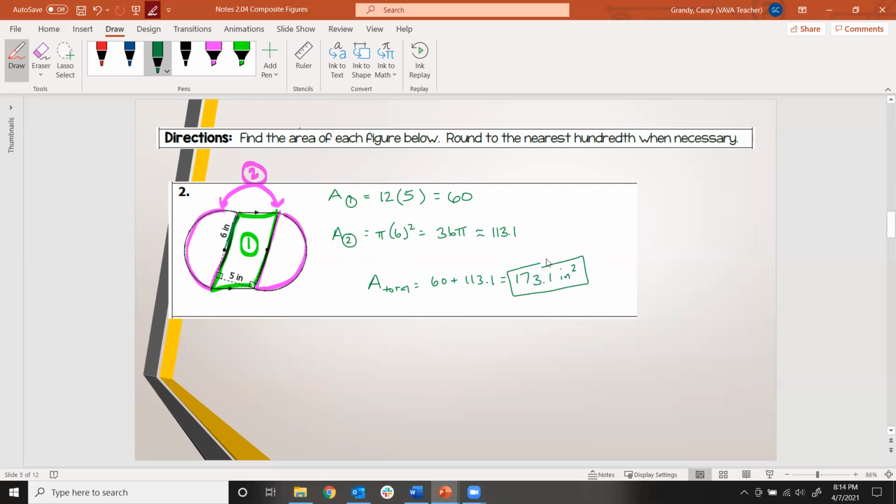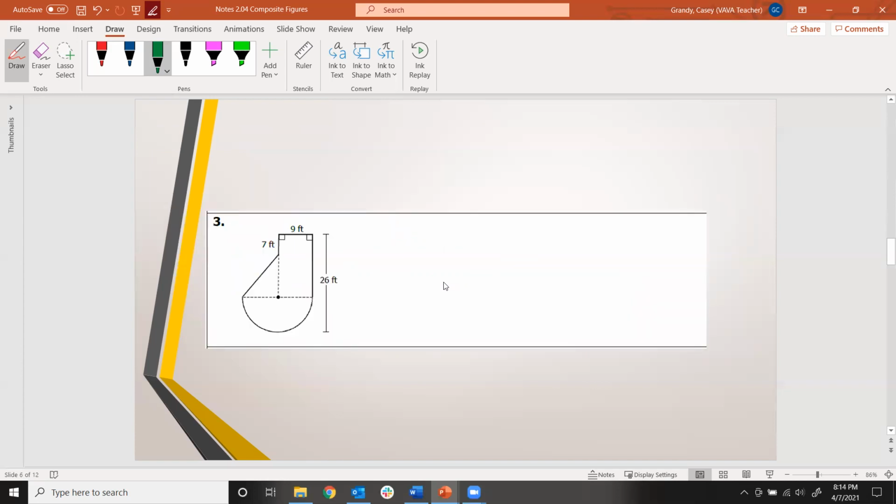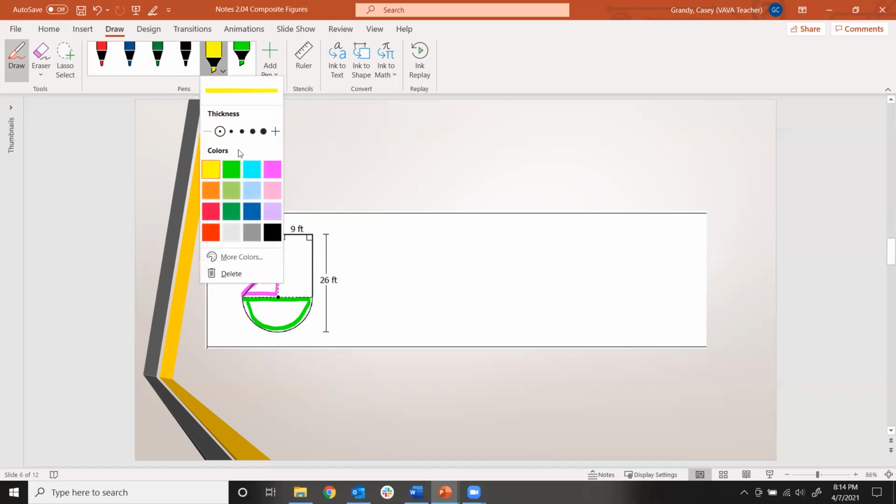All right, so that was the first example. Let's look at the second example I have here. What shapes do you see in this composite figure? I see a half of a circle. I see a triangle. And I see a rectangle.